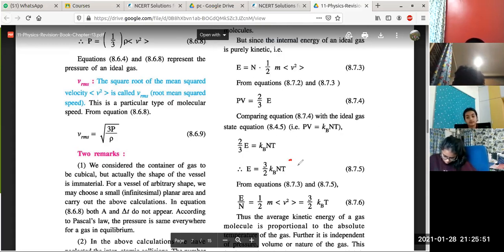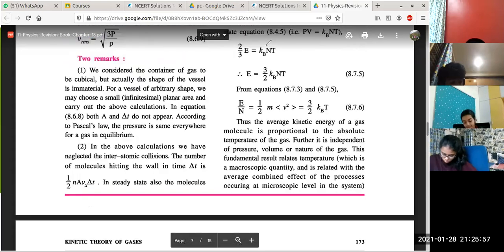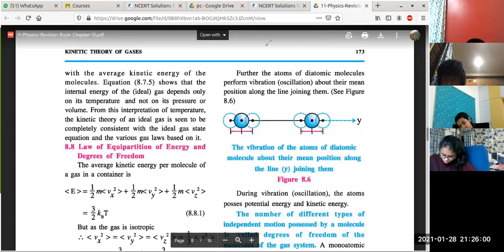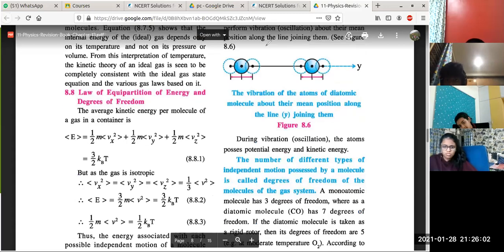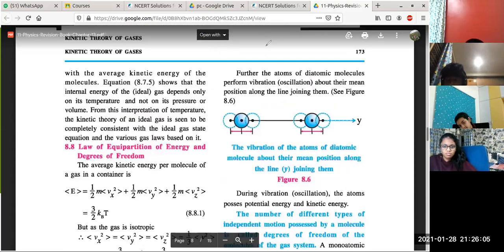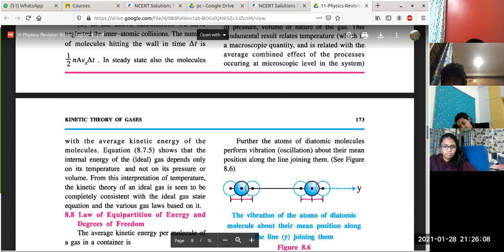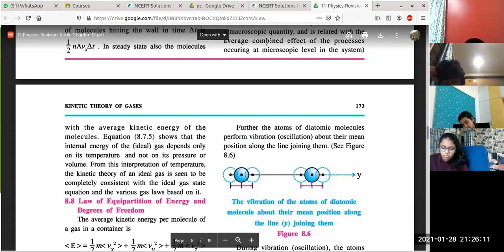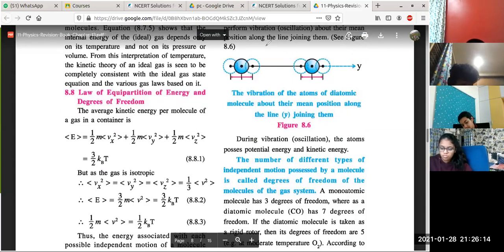You understood that energy per unit molecule is 3 by 2 kBT. Okay, maybe the chapter is done. But the gas is isotropic. Now look, the total energy of one molecule is 3 by 2 kBT, right? Therefore, if the gas is isotropic, meaning it can move in every direction, then in any one direction it should be equal, and in any one direction it is half kBT. Meaning if the total energy is 3 by 2 kBT, then each direction it should be half kBT, because 1 by 2, 1 by 2, 1 by 2 is 3 by 2, right?